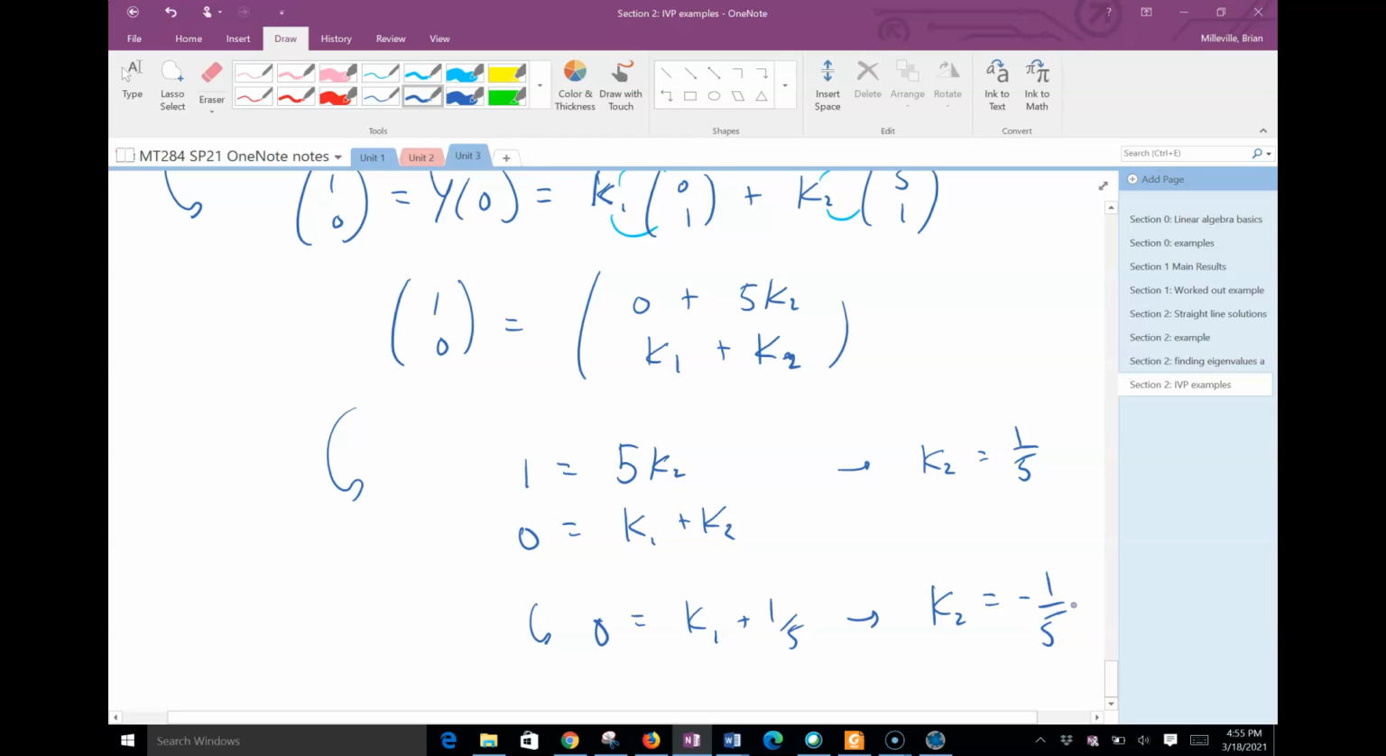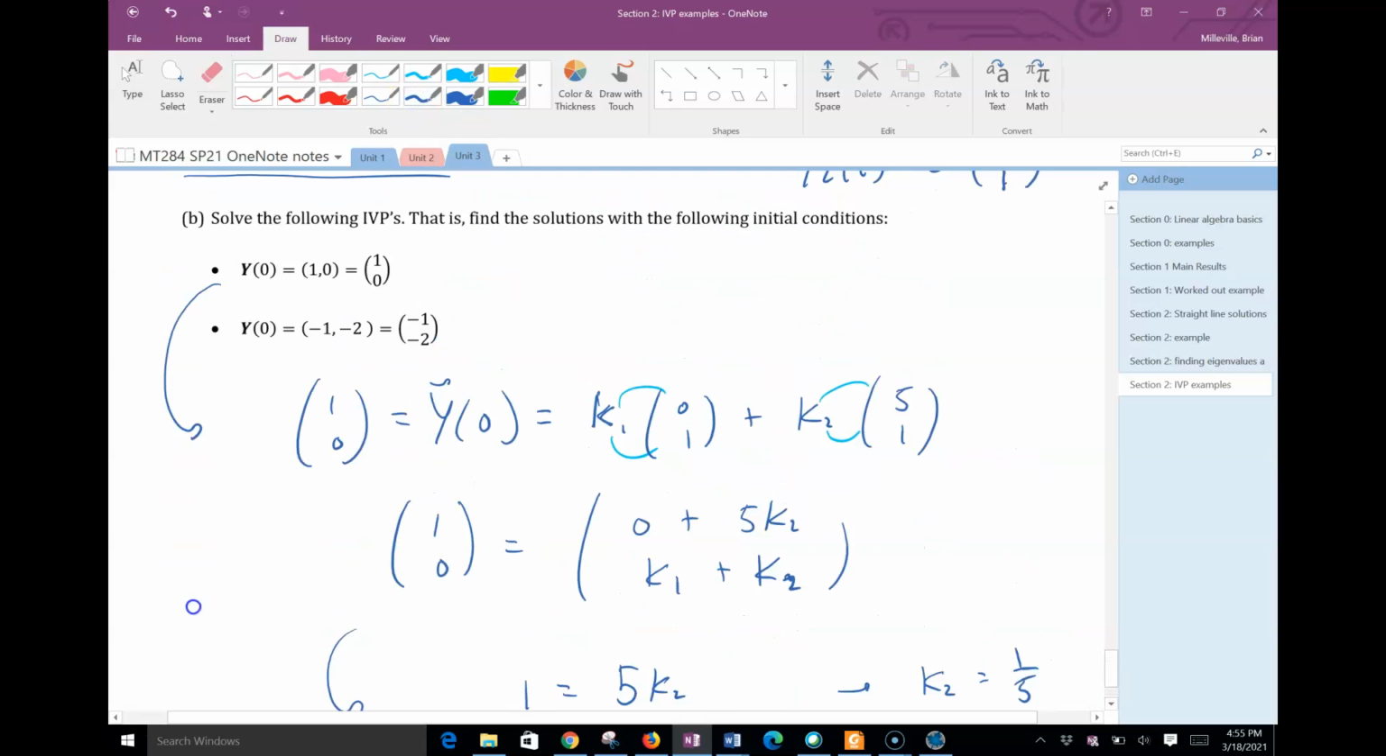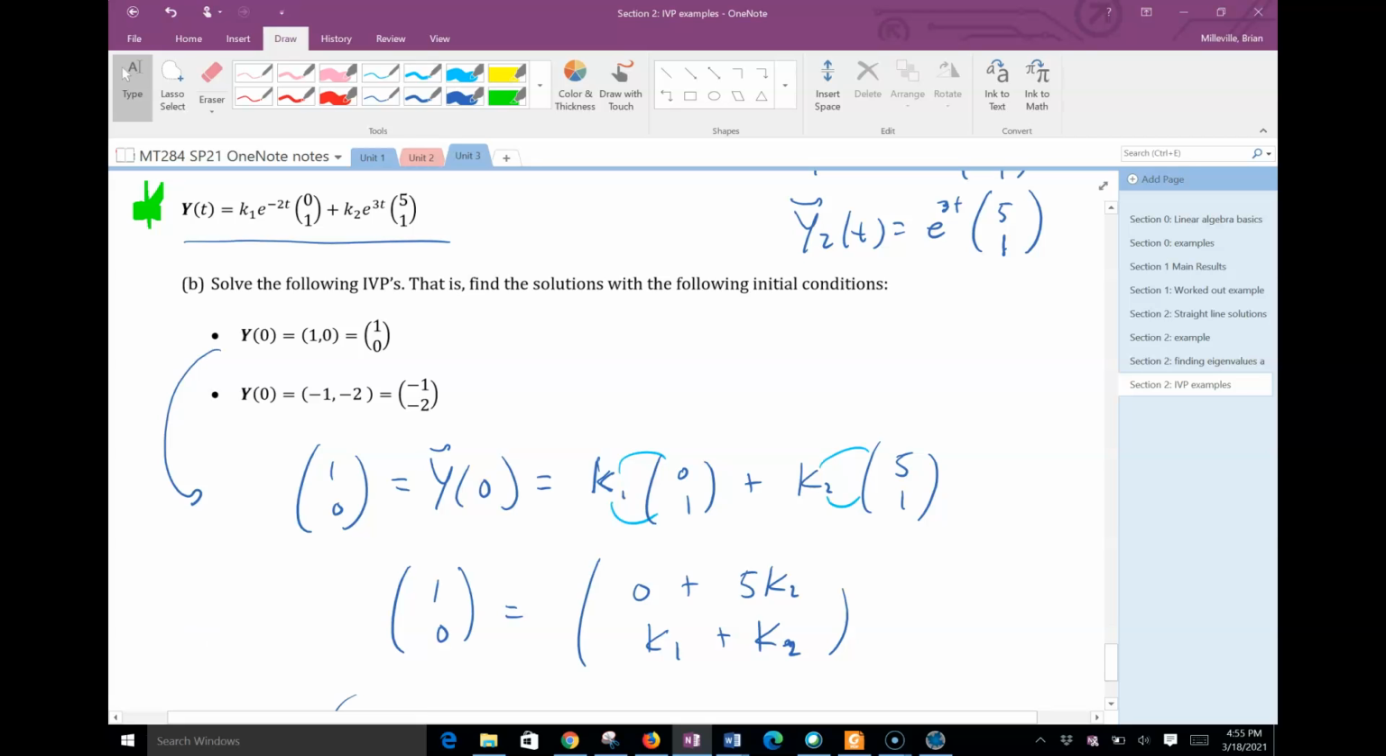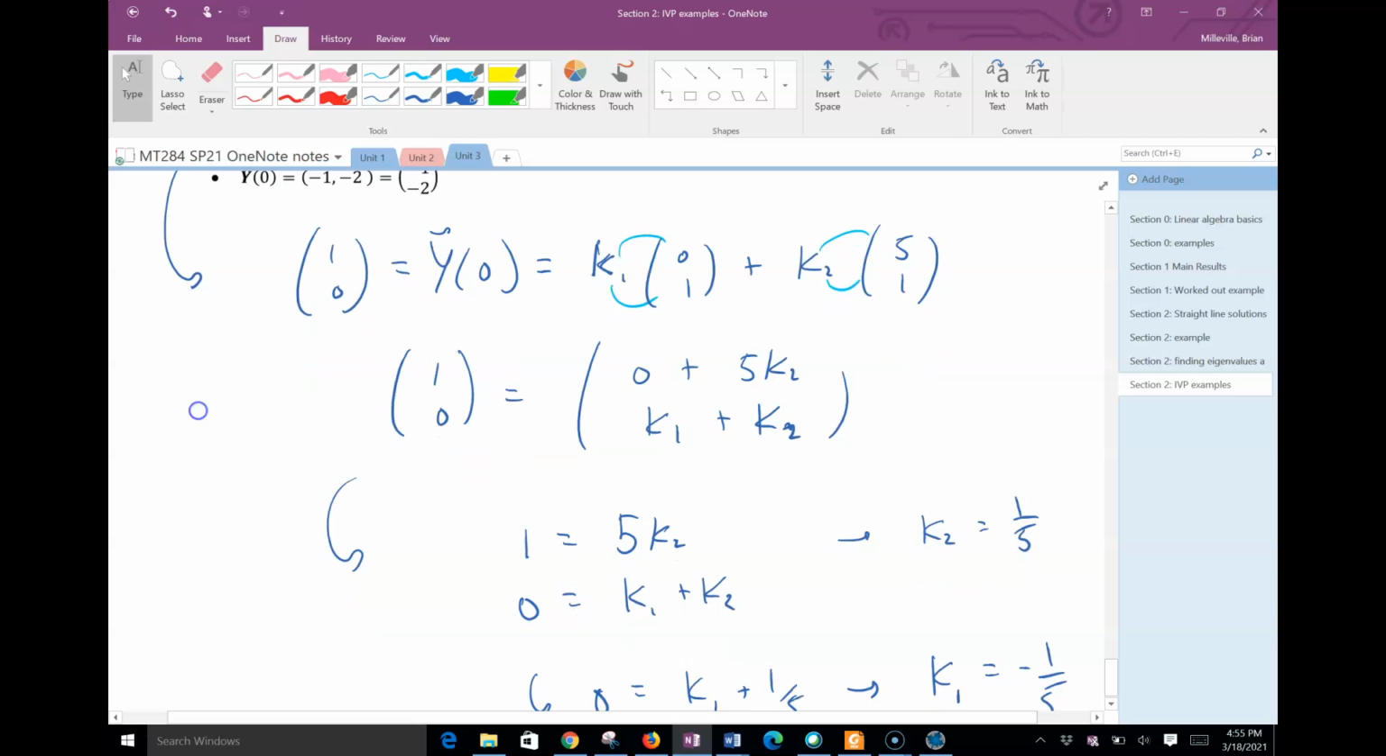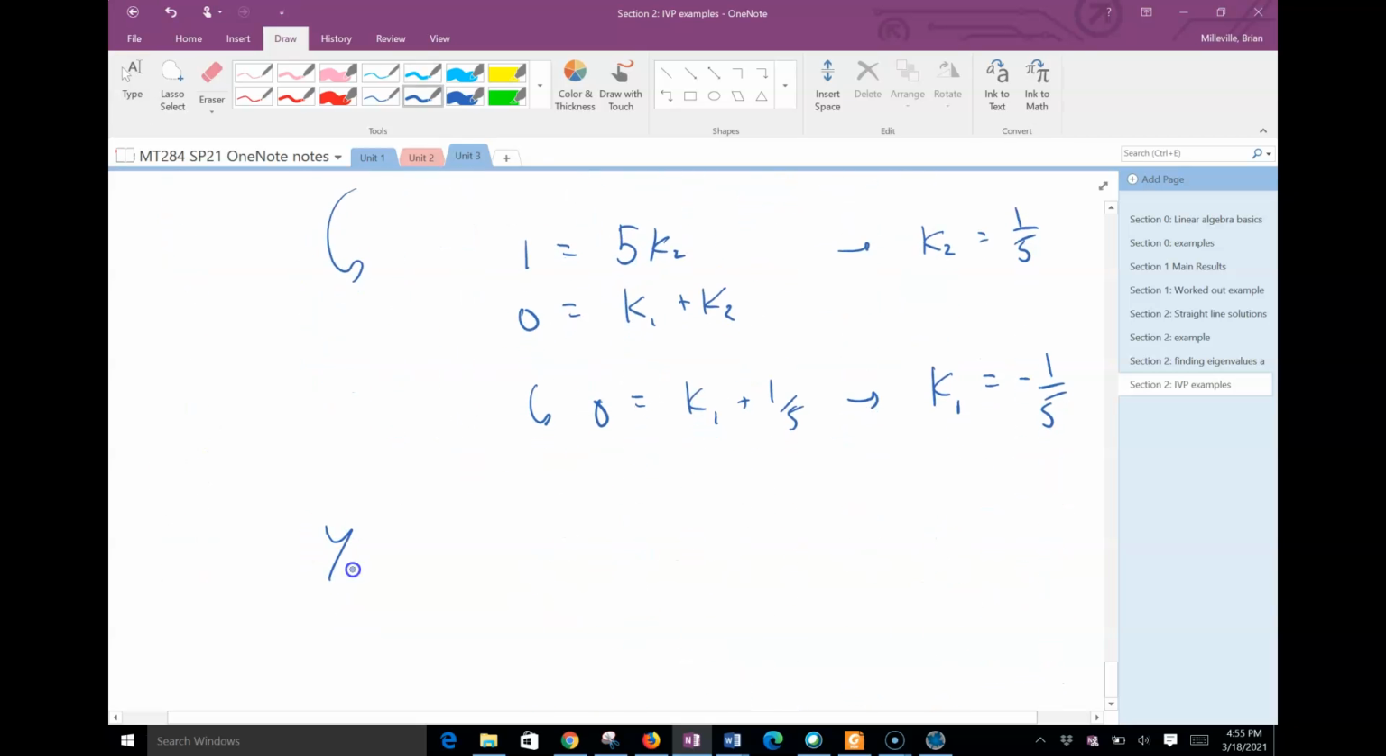And then we simply write down our general solution again, substituting. I made a mistake there, that should have been k1 is negative 1/5. All right, and we just simply copy down our general solution, and we're going to substitute in k1 as negative 1/5 and k2 as 1/5. Okay, so we just write that out. So y of t will be equal to negative 1/5 times e to the negative 2t times 0, 1, and then k2 was positive 1/5 times e to the 3t times 5, 1.